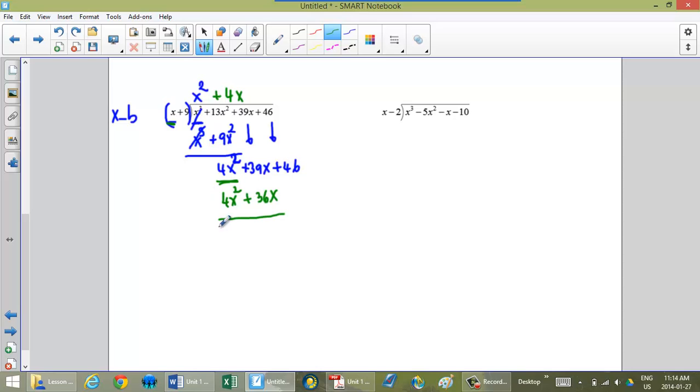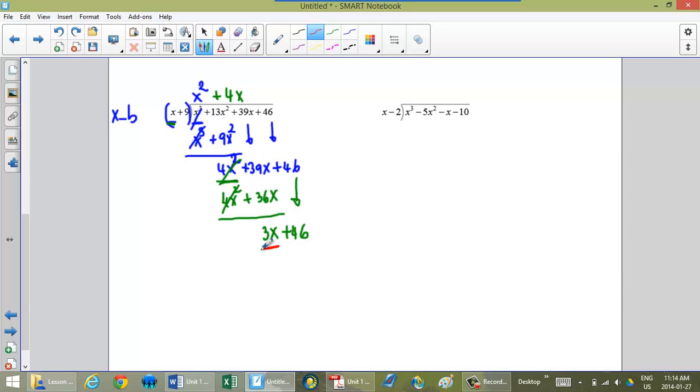Multiplication is followed by subtraction. 4x minus 4x equals 0, so we have no x squared terms left. 39x minus 36x is 3x, plus 46, because we lowered that last term. One last step and we're done with our division.